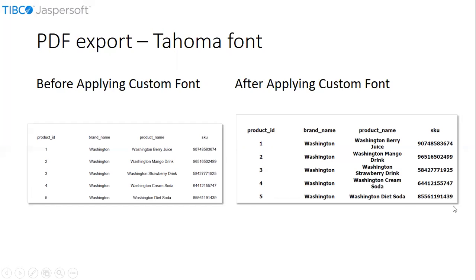So let us try to reproduce the issue and then fix it by applying the advanced PDF properties. To start with, we are going to create a grid report and publish that to the server, then export it to PDF and observe whether we are getting the expected result or not. So to start with, let's create a blank report.